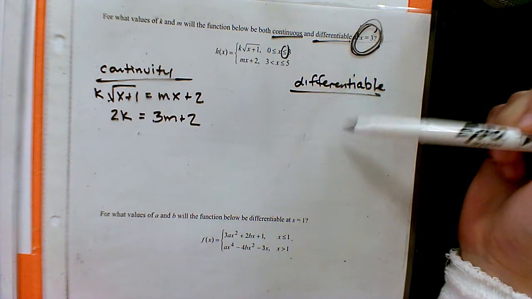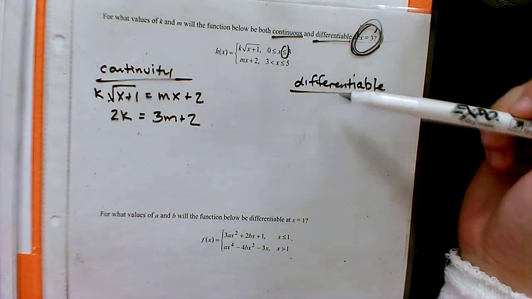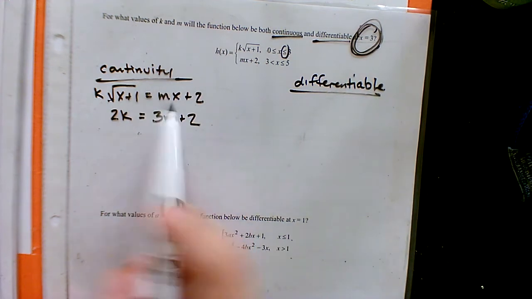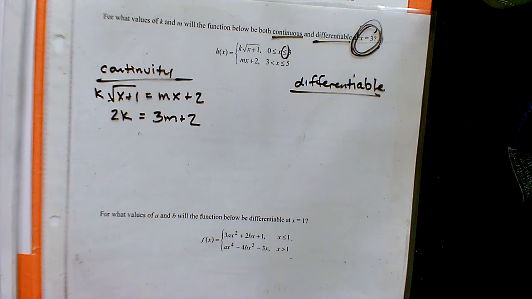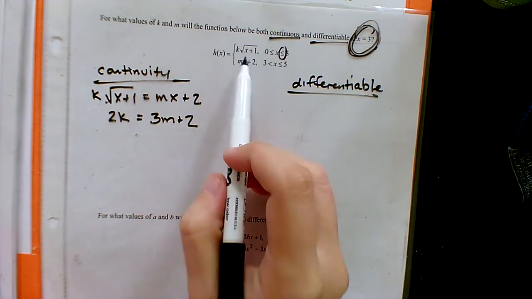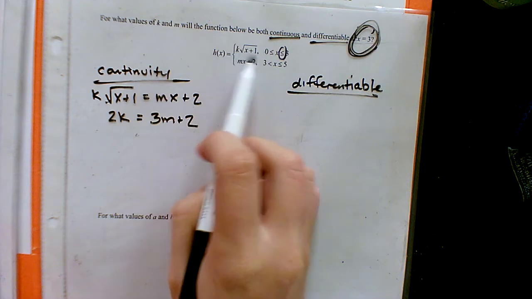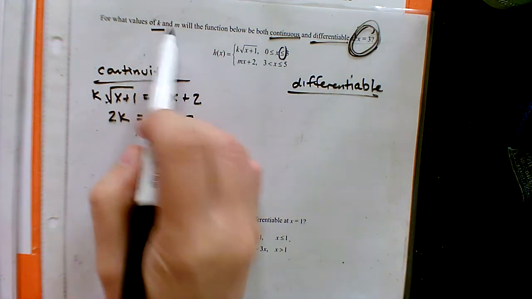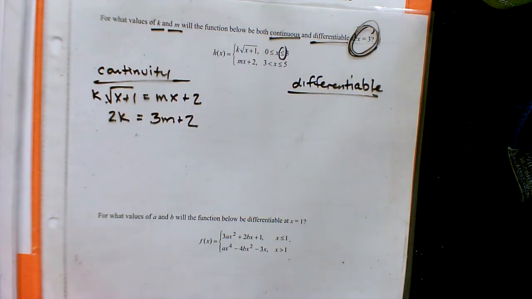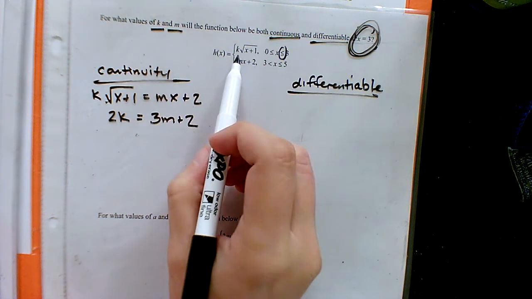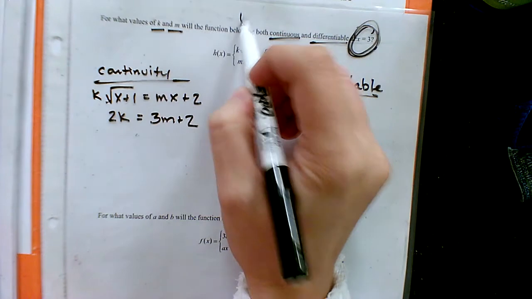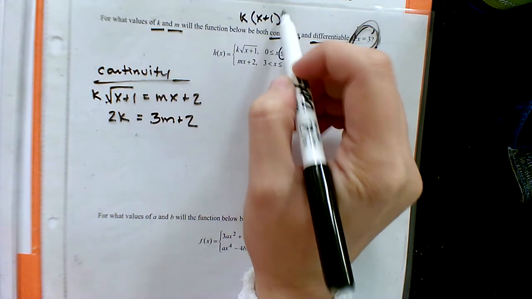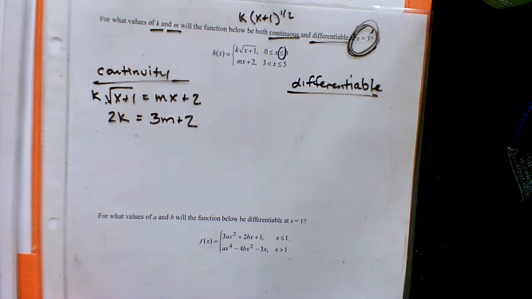That other equation is going to come from the differentiable part. For continuity, we want the left and the right sides to match, but for differentiability, we want the left and the right slopes to match, aka the derivative. So if we were to think about finding the derivative of our first function, remember, k and m are going to be numbers, not variables anymore. Maybe we can do a chain rule on this first function here. If you rewrote it as a power of a half, that might help.